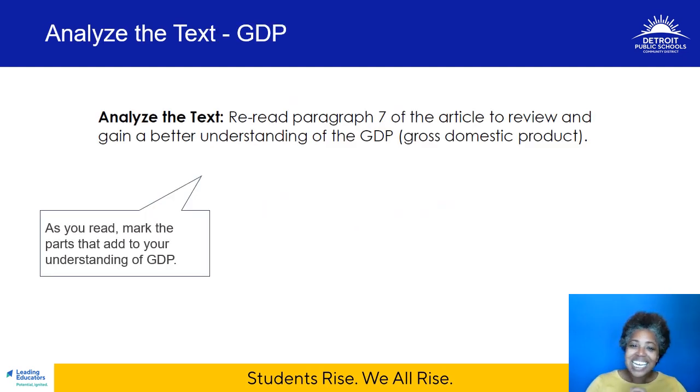Welcome back. Now that you've had a chance to think about those health indicators, we're going to move on to thinking about gross domestic product, or GDP. As the article states, national governments like to use economic indicators to evaluate quality of life, and GDP is one that is commonly used. Pause the video and reread paragraph 7.